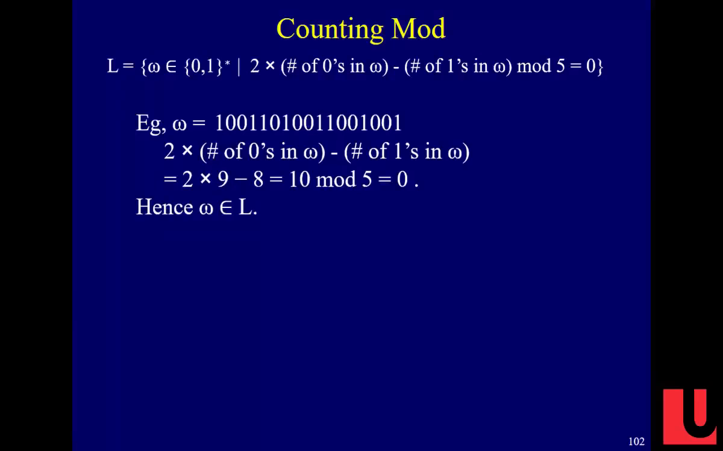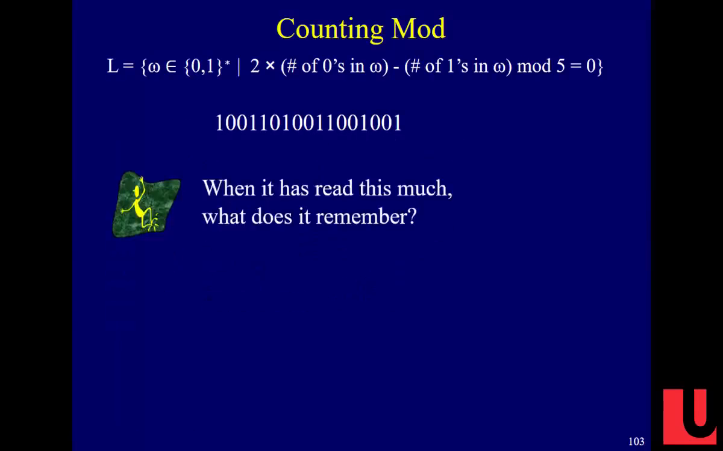All right? So here's a string. You count the number of zeros is 9. The number of ones is 8. You do the math. The string's in the language. Right? Everybody follow? When you've read so much so far, what do you have to remember?